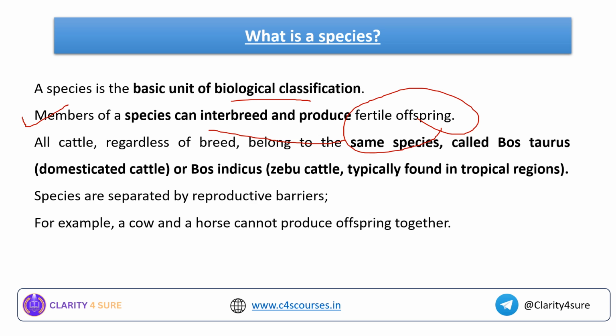For example, cattle, regardless of which breed, belong to the same species. The broader classification of species for cattle is Bos taurus or Bos indicus. Species are separated by reproductive barriers, and you have to note down that two different species cannot produce offspring together. That is a very important point when you study species.